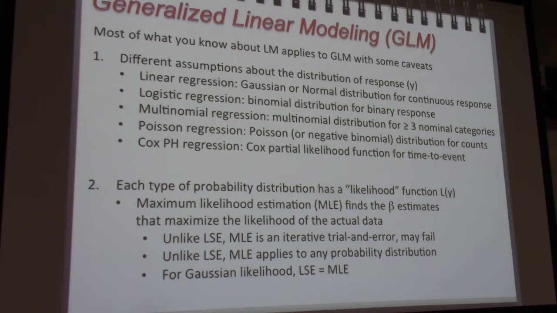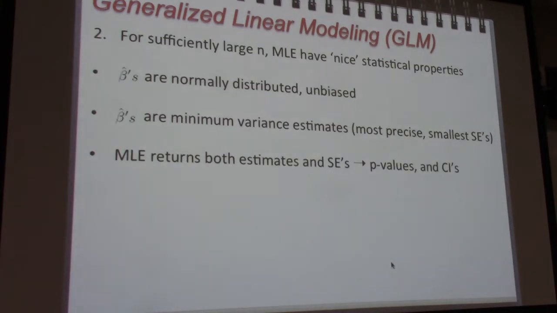The computer does an iterative trial and error search, and sometimes that search fails, and you'll get an error message that says fitting procedure failed to converge. And you're going to have to do some searching and try to figure out what you can do to make it converge. And so that is a little bit of a difference. But the benefits of that difference are that we can apply it to virtually any probability distribution. And there are some other nice advantages.